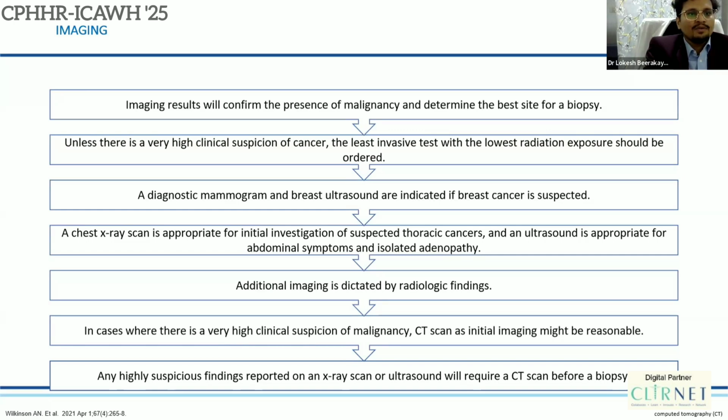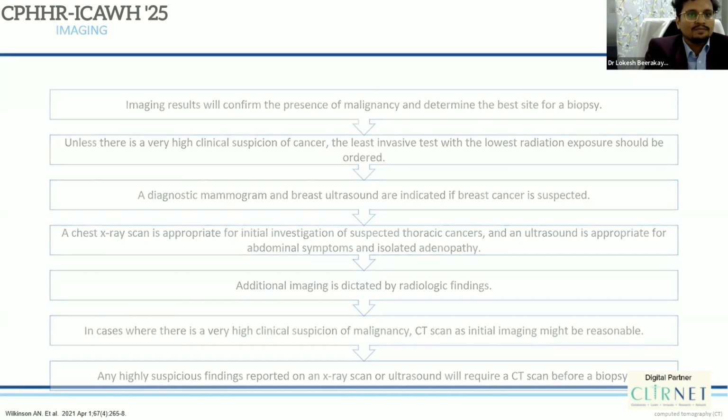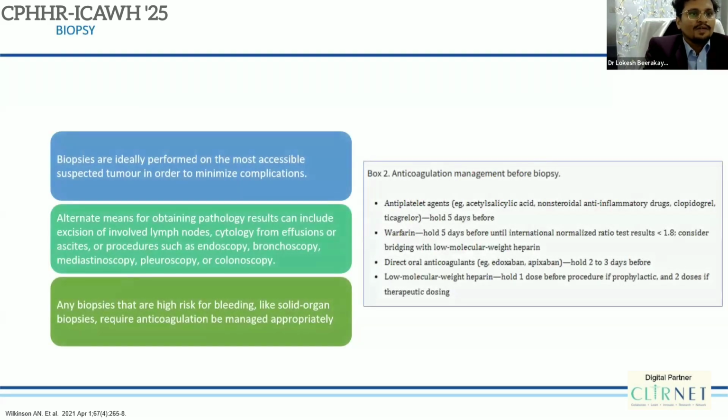You also need to go for a chest X-ray as the initial investigation for suspected thoracic cancers, and if necessary ultrasound. You need to go for additional imaging, and if there is very high clinical suspicion of malignancy, CT can also be reasonable. Before going for biopsy, you need to go for a CT scan if necessary. And also in certain patients you need to follow up with PET scans to know the spread. Biopsies are ideally performed on the most accessible suspected tumor in order to minimize complications.